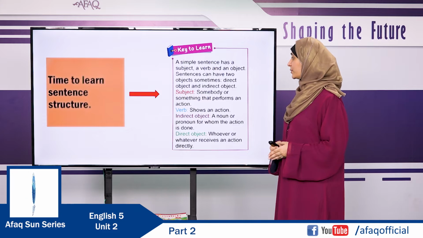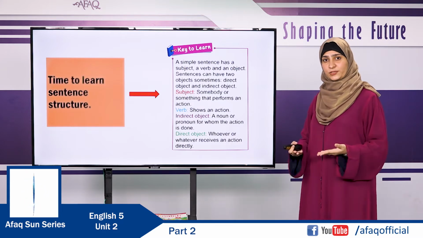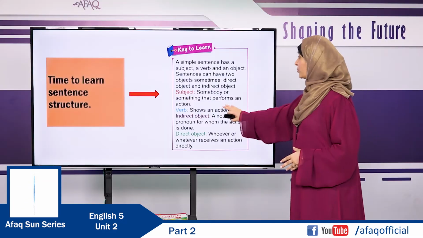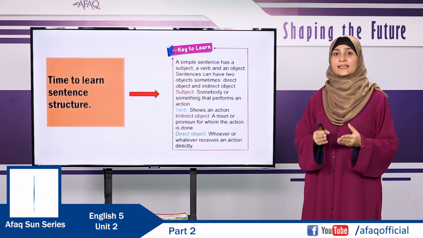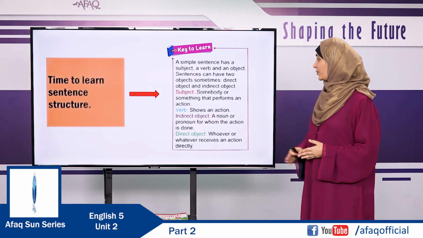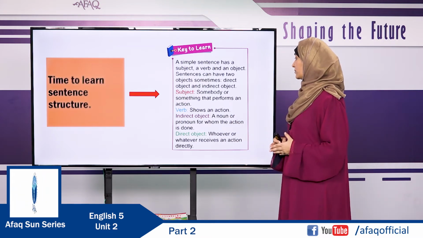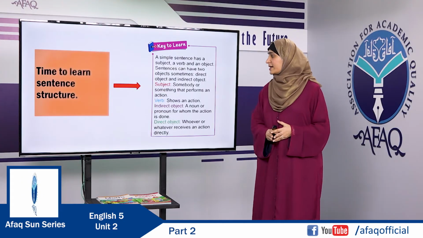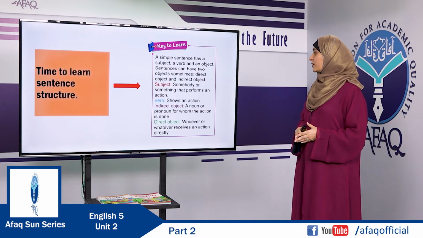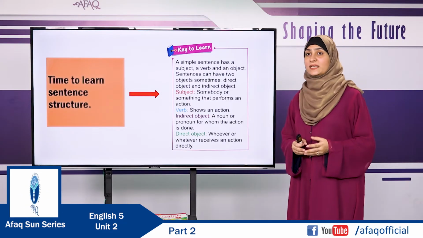Now, before starting, I would like you to learn about the subject. A subject is somebody or something that performs an action, like a cat is running. So, the cat is someone who is doing an action. The verb is an action, like a cat is running. So, running is an action that is performed by the subject, that is the cat. Now, indirect object and direct object. An indirect object is a noun or a pronoun for whom the action is done, like a cat is running on the floor. Now the floor is a noun for whom the action is done. The direct object is whoever or whatever receives an action directly.